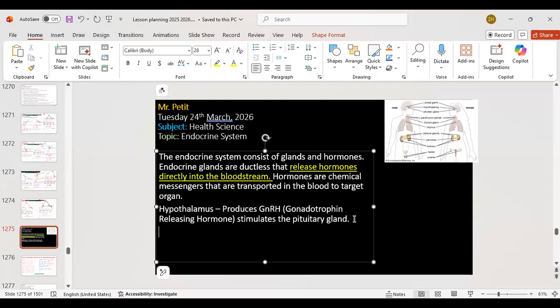Now the pituitary gland produces a lot of things. The pituitary gland is responsible for FSH. FSH is in males and females. LH is in males and females. So the pituitary gland produces FSH, which is really follicle stimulating hormone.